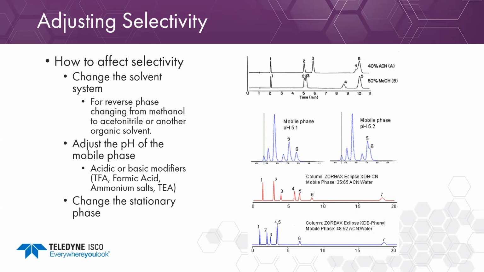And then finally, a more drastic change, with a lot more options for different columns, is to change the stationary phase. In this case, we get separation of peaks 1, 2, 3, 4, 5, 6, and 7 using a cyano column. However, if we change to a functionalized phenyl column, peaks 4 and 5 are co-eluting, so we don't have baseline resolution between them. So the cyano column offers us better selectivity for isolating all 7 peaks. And the mobile phase also changed, from 35% acetonitrile to 48%.